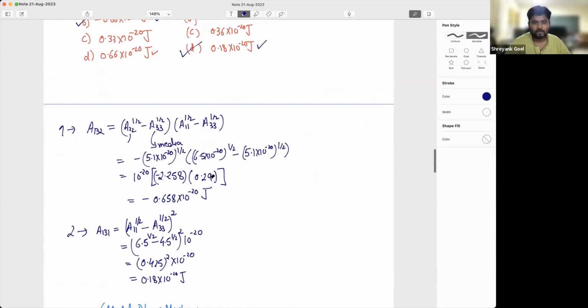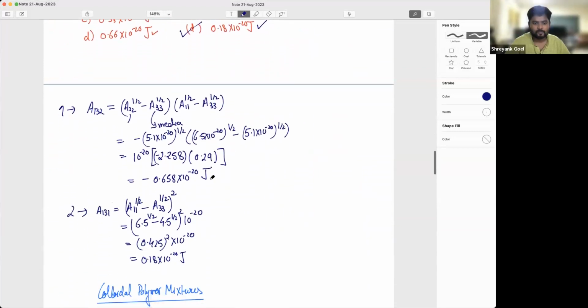So any doubt related to the fundamental understanding of depletion population? Why it is happening, how it is happening?